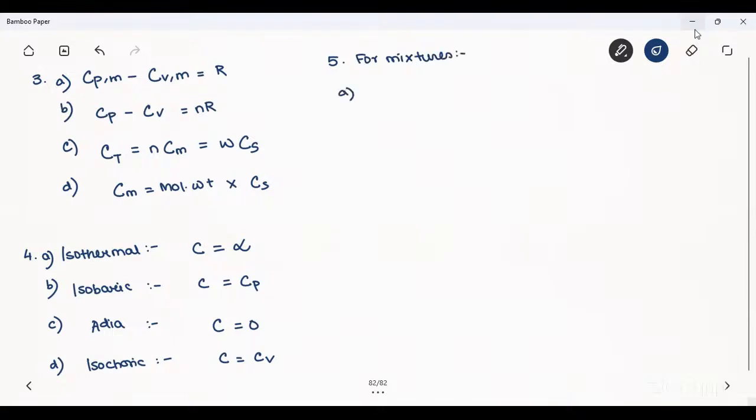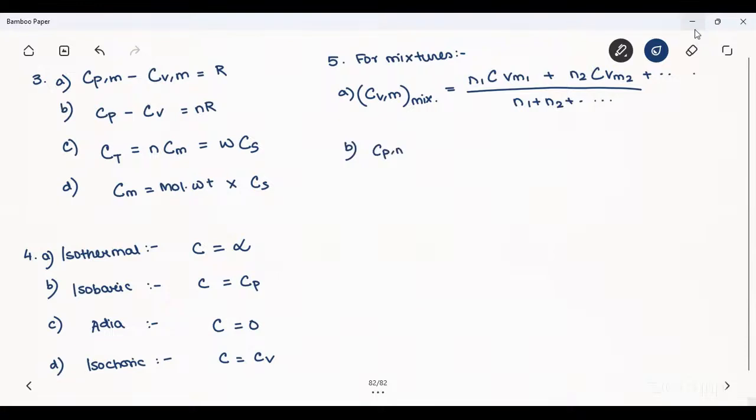Next, for mixtures. What was the formula? CVM for mixture: n1 CVM1 plus n2 CVM2 plus ..., divided by n1 plus n2 plus ..., considering how many gases you have. CPM for mixture. What was the formula? n1 CPM1 plus n2 CPM2 plus ..., divided by n1 plus n2.